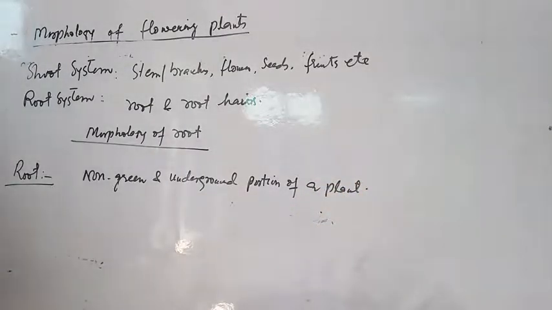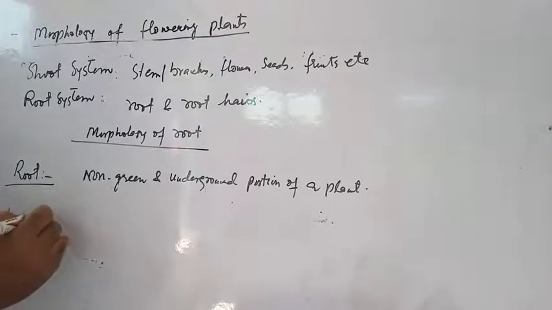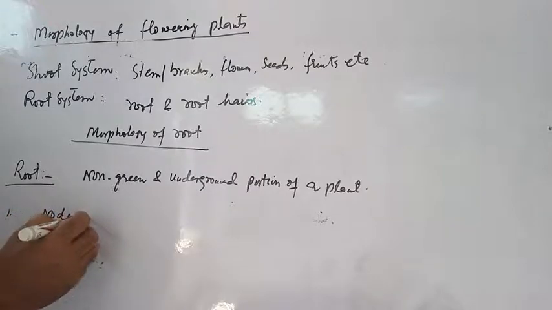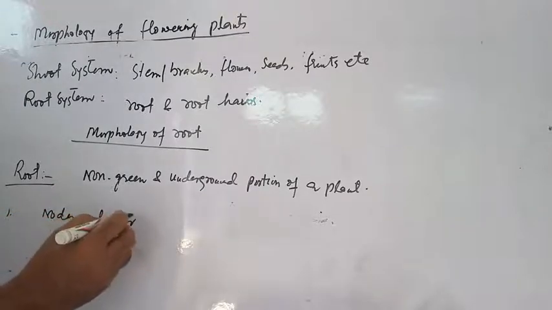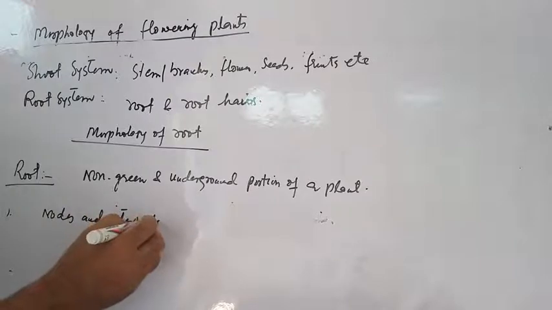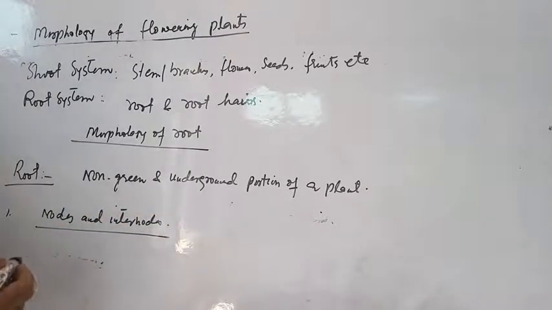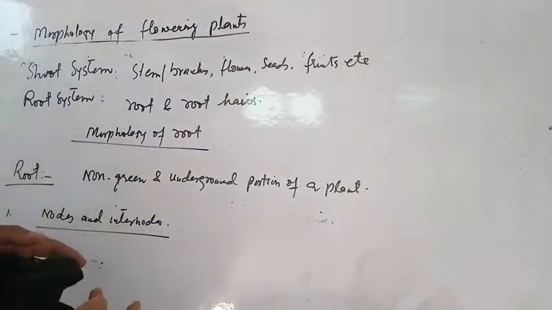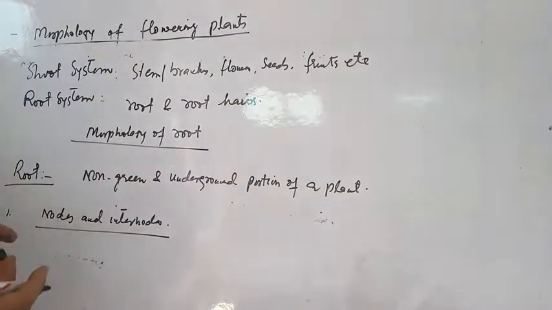Now this root has some features, or properties. The first property of a root is that it is without nodes and internodes. Nodes and internodes are features of a stem, and that is what differentiates the root from the stem: it lacks nodes and internodes.